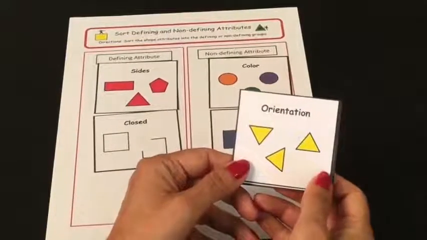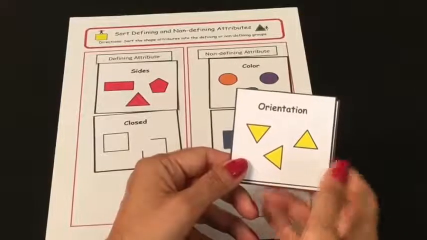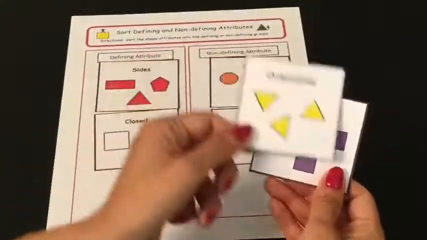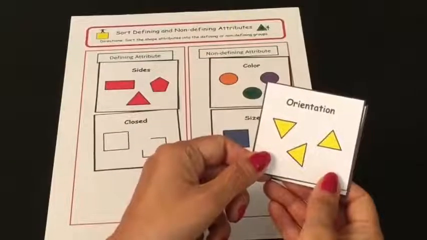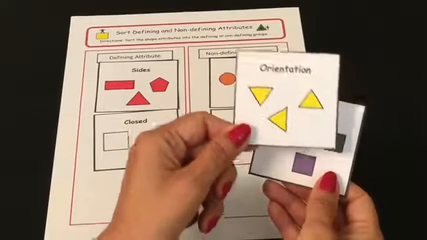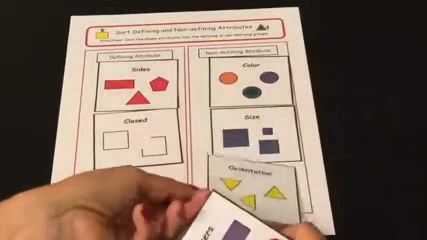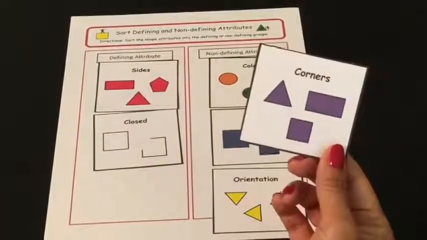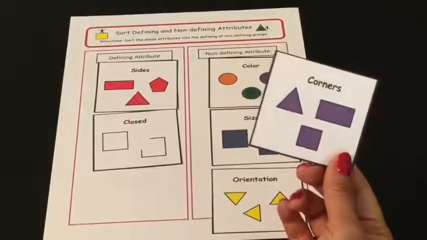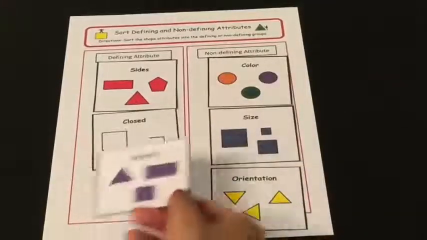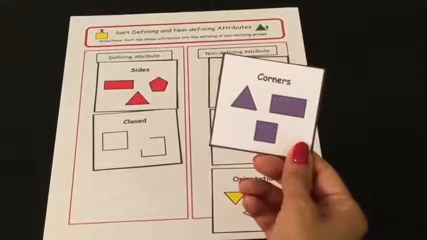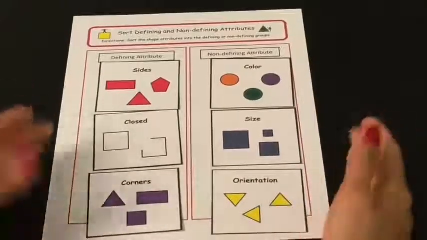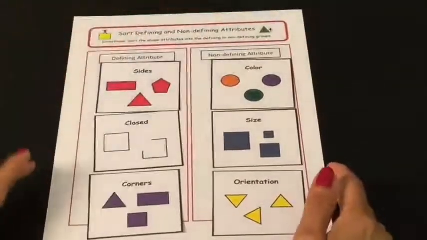Here's the next one. Orientation. Does the orientation or the direction of a shape matter? Is that a defining or a non-defining attribute? The orientation of the shape does not matter, so it is a non-defining attribute. Okay, and the last one, which I think you've already figured out, corners. Does the number of corners matter? Is it a defining or a non-defining attribute? It is a defining attribute. It does matter. So this is our chart on defining and non-defining attributes.